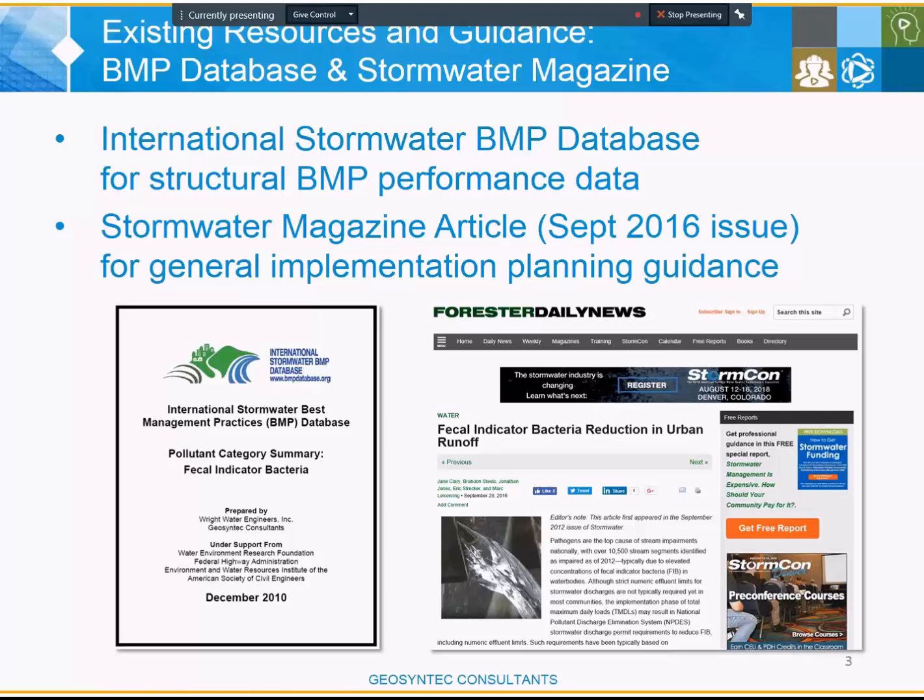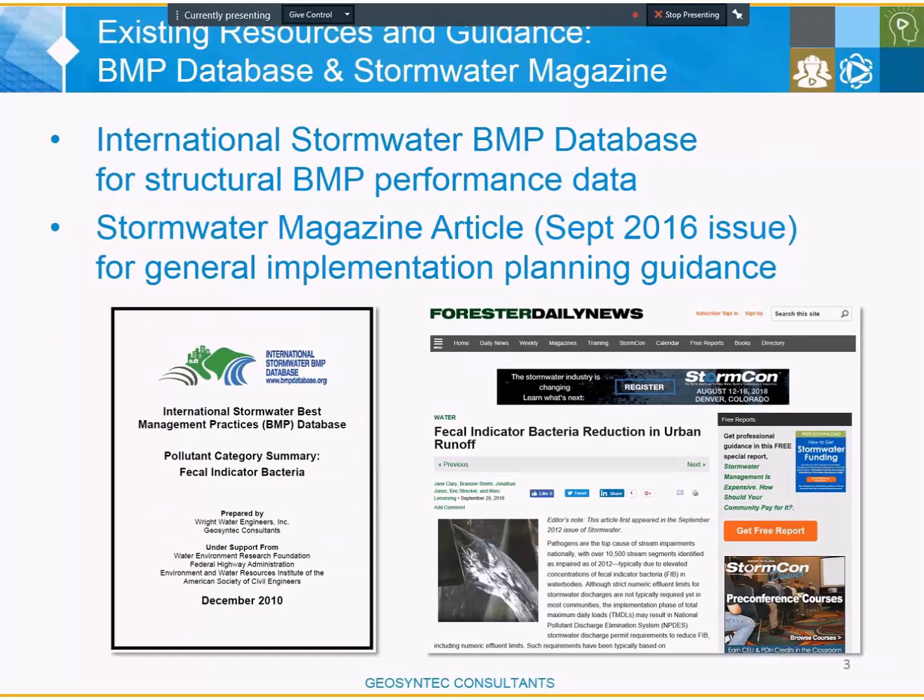Also, the topic of today's presentation is a topic of an article that we wrote in Stormwater magazine originally in 2012, and then it was reissued, reprinted in 2016, and that is shown here, and you can Google that document. So feel free to access that article in that trade journal for more information on non-structural and structural BMP planning and selection for bacteria.